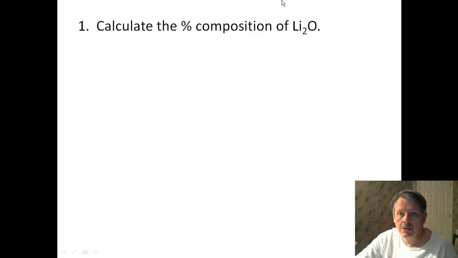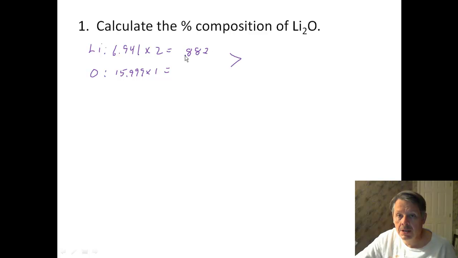All right. We're calculating the percent composition of lithium oxide. So what we do is we look at lithium, and lithium is 6.941 grams. We have to multiply by 2 because there are two of them. And we have to take oxygen, and it is 15.999, but there's only one of them. We add these together. I'll do that one in my head: 9 and 9 are 18, carry a 1, and 12, 13. And 15.999.